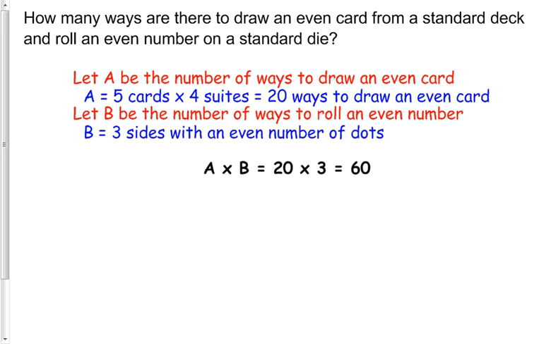So we look at the number of different ways that we can draw an even card or roll an even number. To draw a card, there are 5 even cards in each suit: 2, 4, 6, 8, or 10 in each of the 4 suits. So 5 cards times 4 suits gives us 20 different ways to draw an even card. And with rolling an even number, a 2, 4, or 6 are the only even numbers that we can roll on a regular die. So A has 20 different ways of occurring, B has 3 different ways of occurring. Multiply those together, and there are 60 different ways that I could pull a card from a deck and roll a die and end up with an even card and an even number on the die.